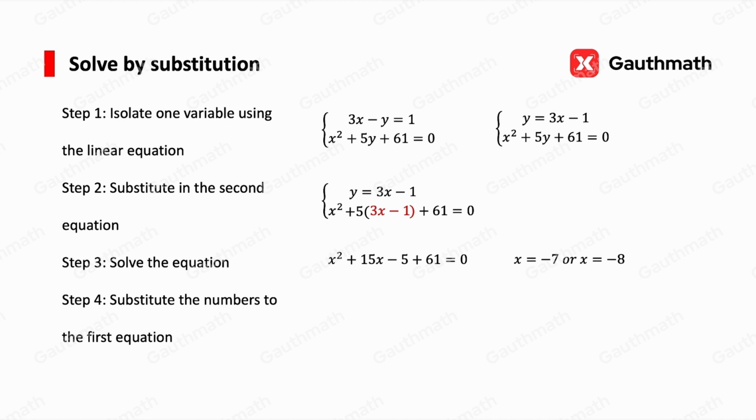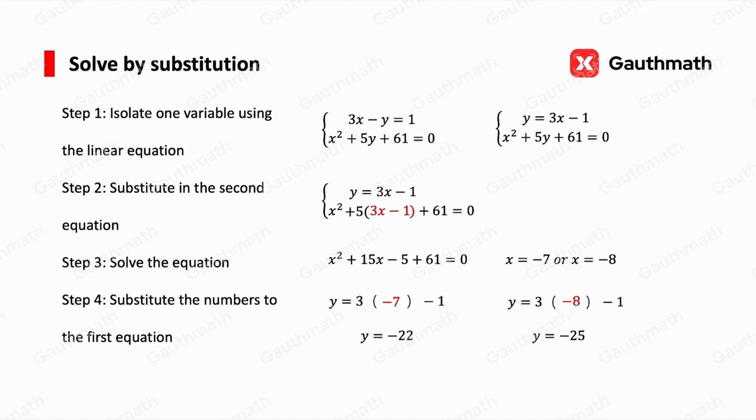So the fourth step, substitute the numbers into the first equation. So here we just substitute x equals negative 7 and x equals negative 8 back into our first equation, y equals 3x minus 1. So we substitute and calculate respectively. So the first y value is negative 22, and the second y value is negative 25.